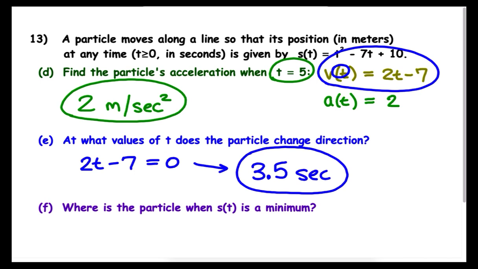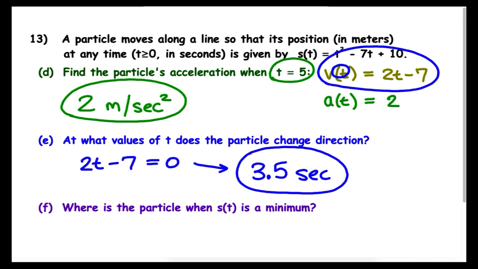Finally, part F. Where is the particle when the position is a minimum? In other words, in plain simple English, where's the particle when it's farthest to the left? How far to the left did it make it? Well, it only changed direction once. Between 0 and 6 seconds, it changed direction at 3.5 seconds.